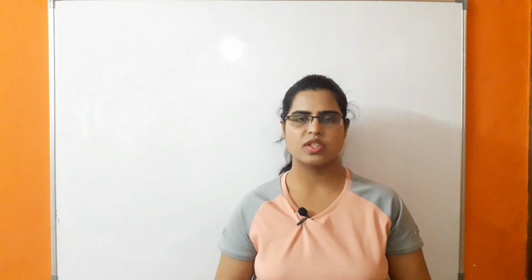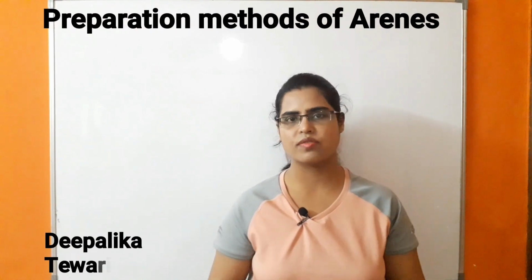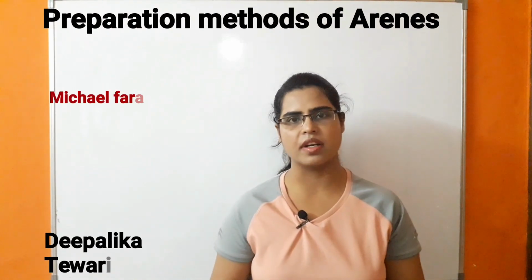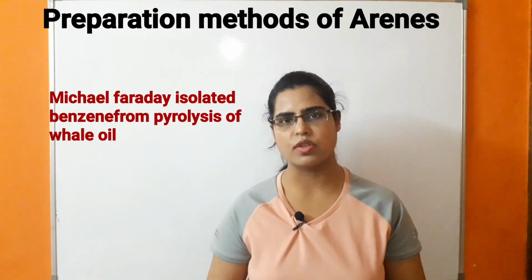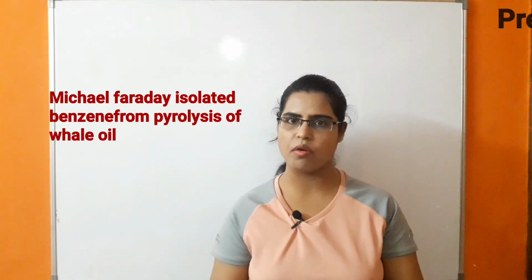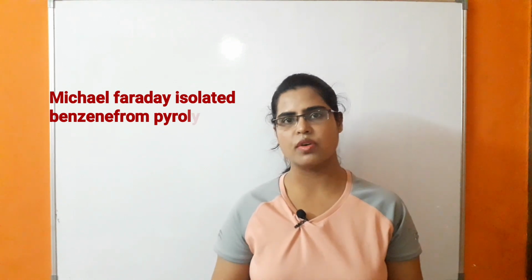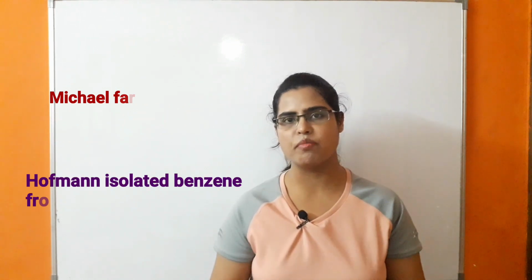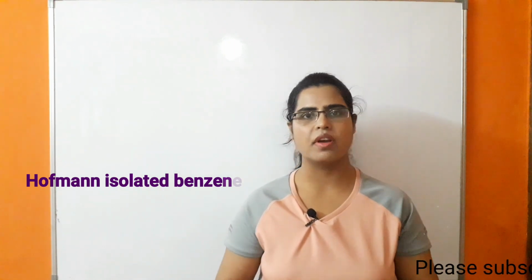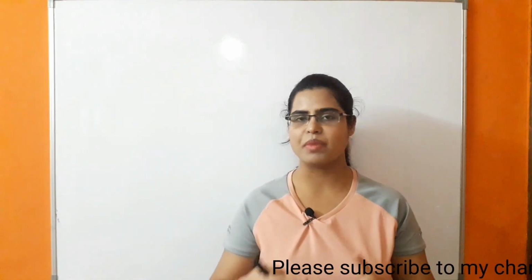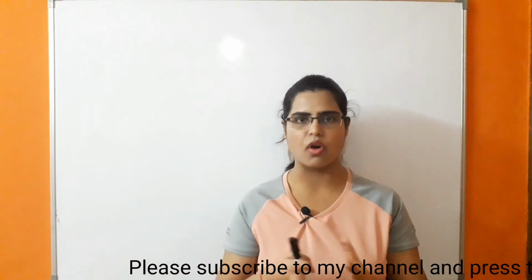Now our next topic is preparation of benzene. Benzene was first isolated by Michael Faraday from the cylinder of compressed illuminating gas, which was obtained by the pyrolysis of whale oil. Further, it was obtained with the help of Hoffman from the coal tar. Arenes are generally present in the light oil fraction of the coal tar distillation. By a suitable method, we can obtain benzene.